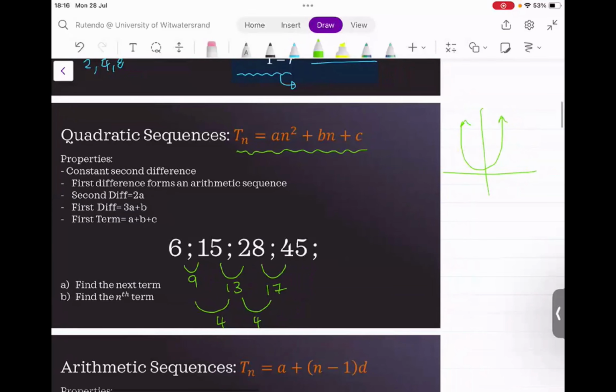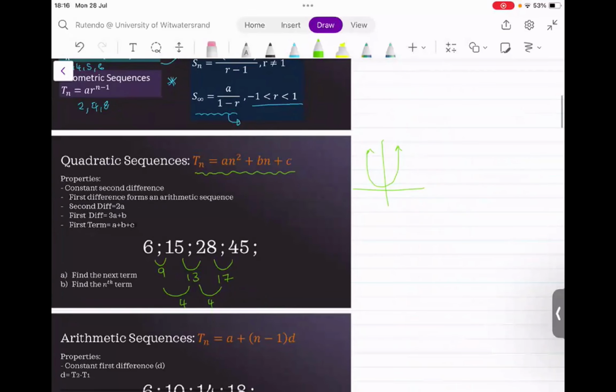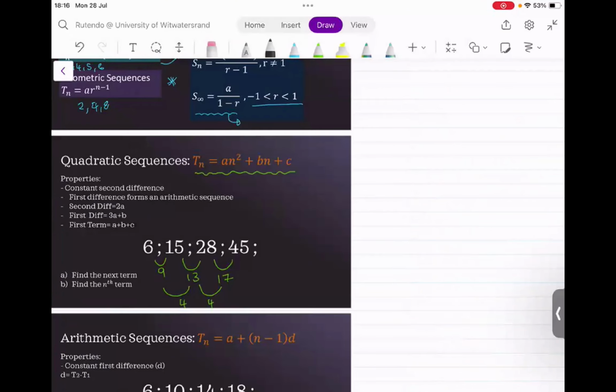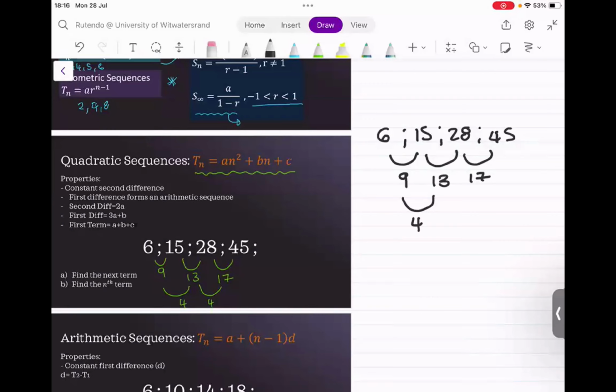Okay, so I've now found that I'm working with a quadratic, and let's see if I can make this a little bit bigger. Okay, I have 6, 15, 28, and 45, right? And my first differences are 9 here, 13 here, and 17 here. And then the next one is 4 and 4, right? And so my first step is to find my A. My first step is to find A.